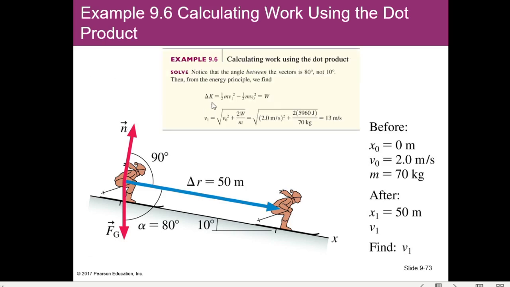So that's what we see on this slide. Remember, change in anything is always the final minus the initial. So we rearrange this equation to get the final speed, which is what we wanted to know, and there it is.